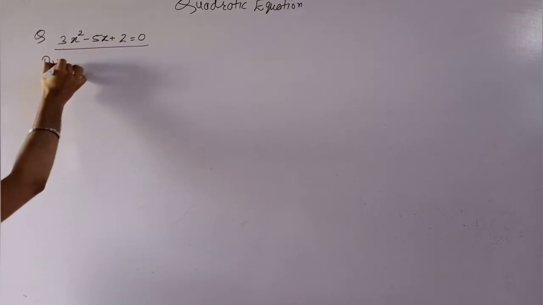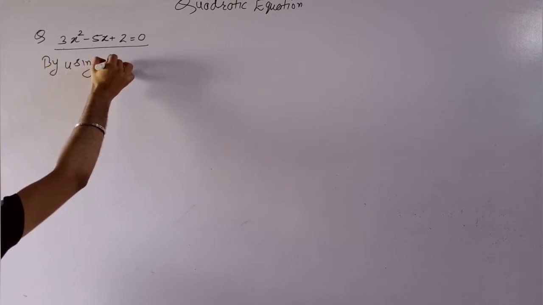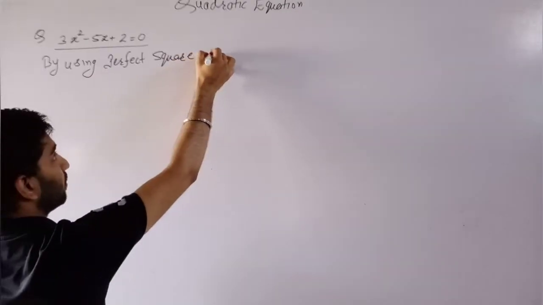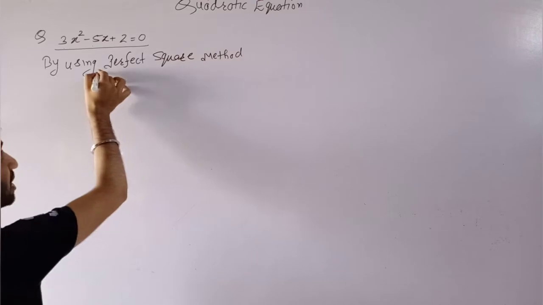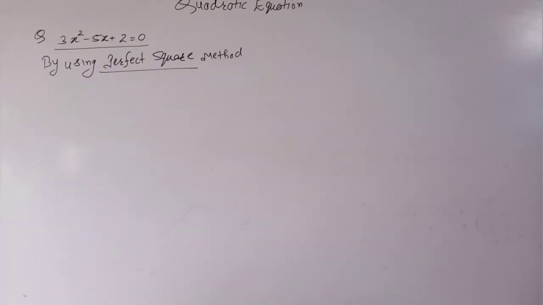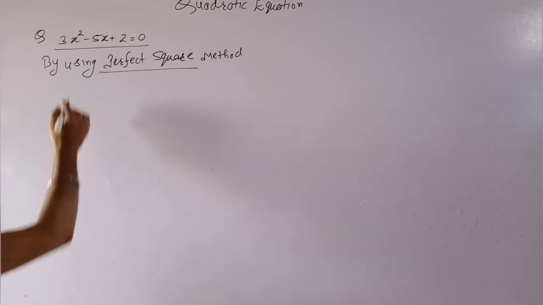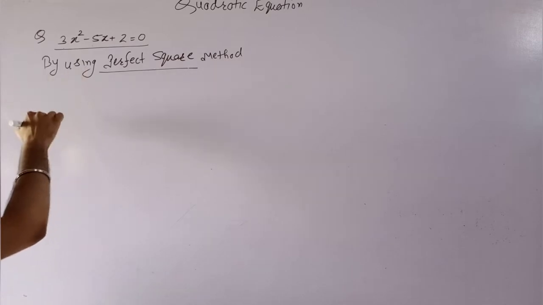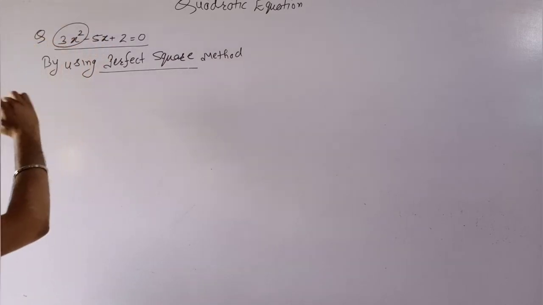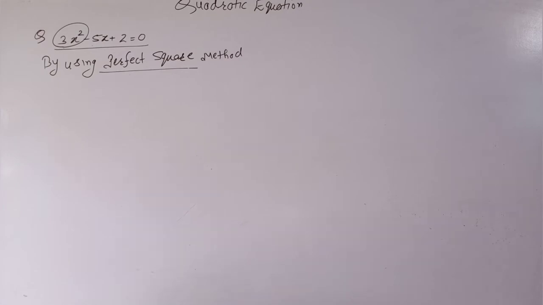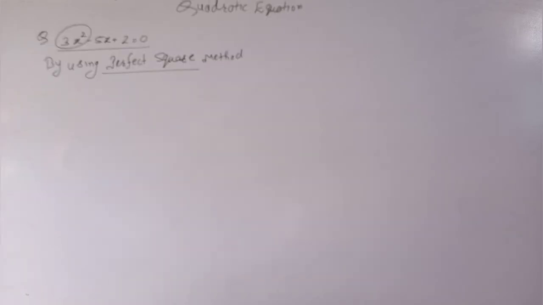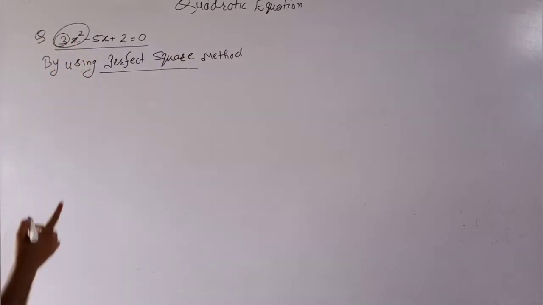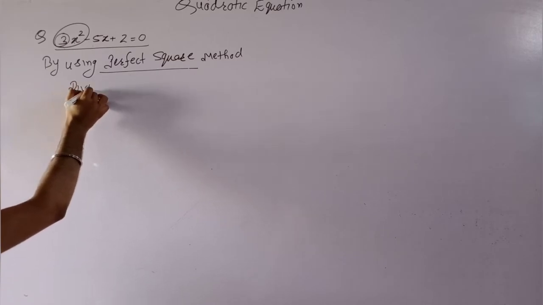By using the perfect square method, also known as completing the square, first of all we will make the coefficient of x square equal to 1. First of all, in the steps we use, we will make the coefficient of x square 1. In this solution the coefficient of x square is 3 and we want to make it 1, so we divide the whole equation by 3.